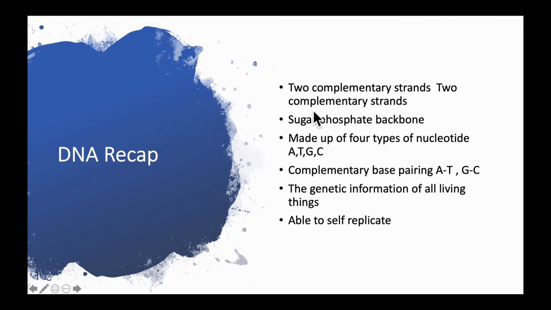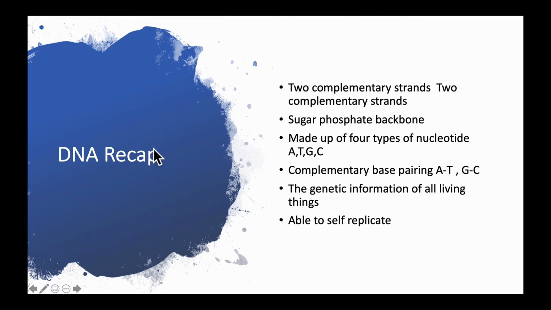So remember, DNA is a double helix. So we have 2 complementary strands that have a pentose sugar backbone. And it's made up of 4 nucleotides, which are adenine, thymine, guanine, and cytosine. And they complementarily pair with one another. So adenine always goes with thymine, and guanine will always pair with cytosine.